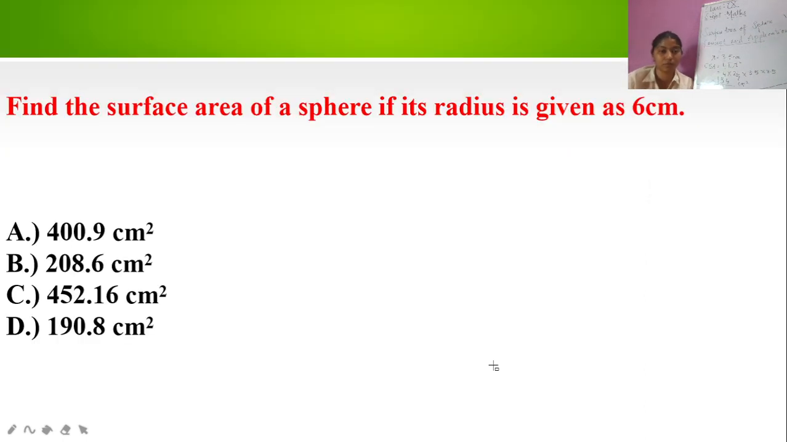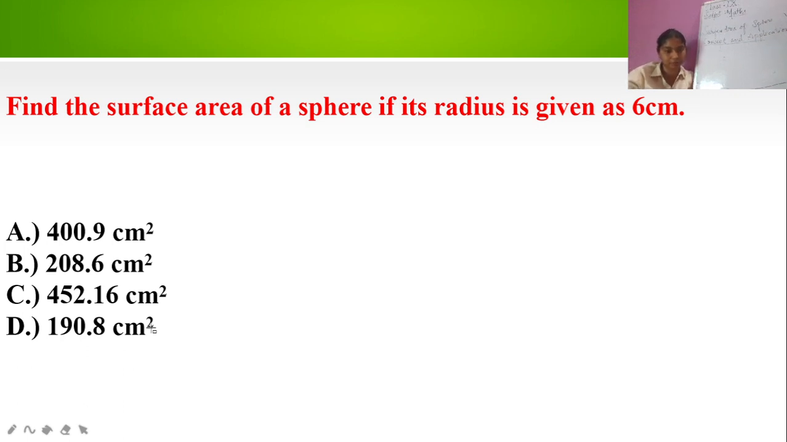Okay, so students, now there is another question. Find the curved surface area of a sphere if its radius is 6 centimeter. Yes, surface area. What kind of surface area? Yes, it is the same, because for the curved and the total, is it the same surface area? So you will calculate the value for this and choose the correct option, that is A, B, C, D. Pause the video and then do this question.